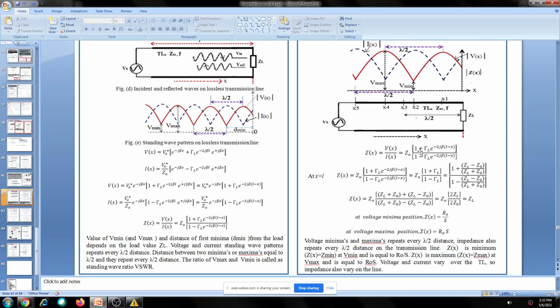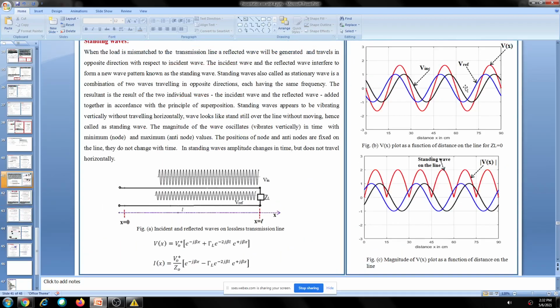See, two waves are traveling here. The reflected and incident waves are traveling on this line, a transmission line, and we are moving like this towards the source. At some position they may add together in phase, and at some position they may be out of phase and get subtracted. Constructively at some position over the transmission line, and at some position they may add destructively, so you will be getting less voltage.